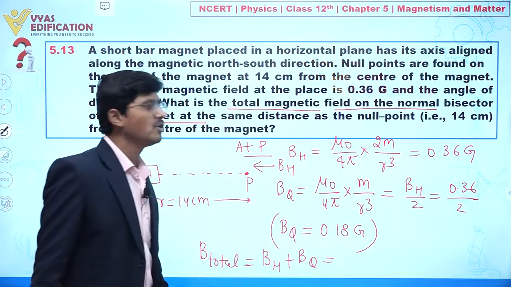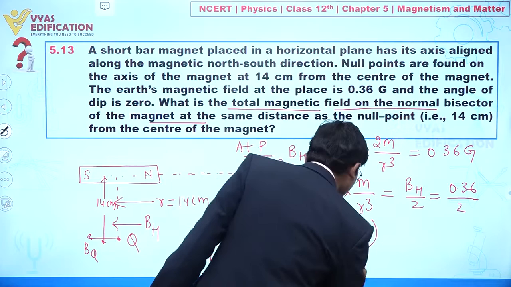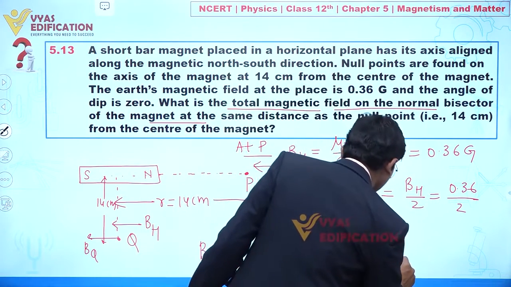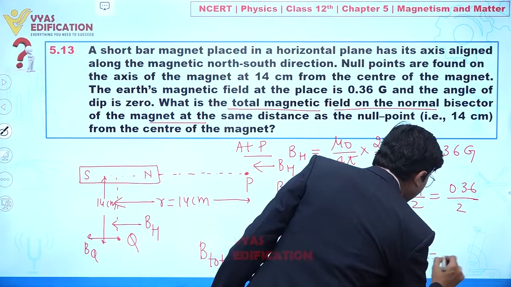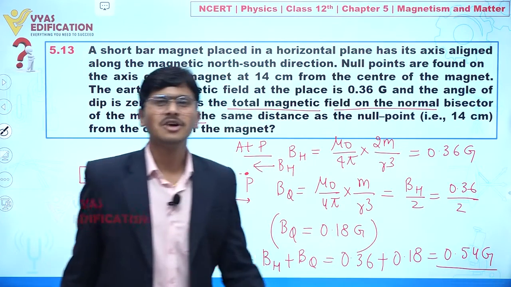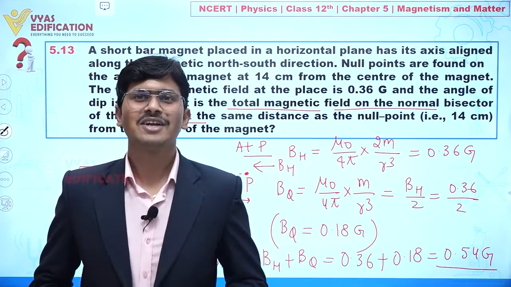What is the value of BH? This is equal to 0.36 gauss plus BQ, which is 0.18. So from here we can write this as 0.54 gauss. Clear? So this is the value of the total magnetic field at the equatorial position.